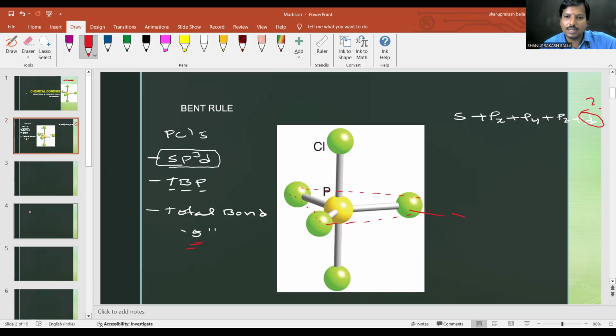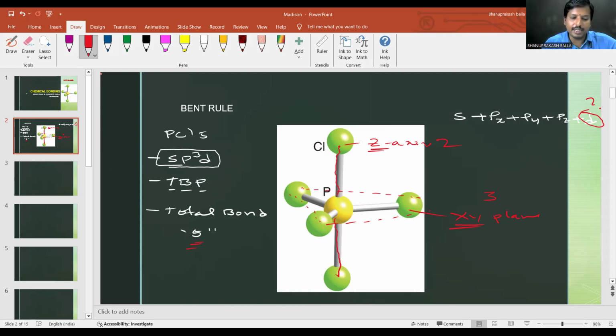Just imagine it is the xy plane. But the remaining 2 bonds, like this bond and this bond, are along the z axis. So in the TBP structure you can observe that 3 bonds are in the xy plane and the remaining 2 bonds are along the z axis. So that is the reason.